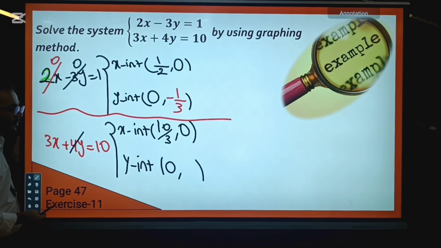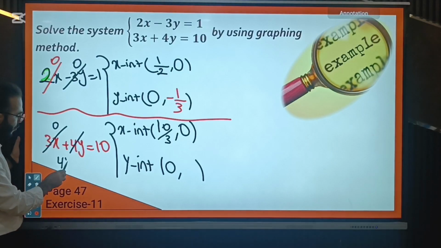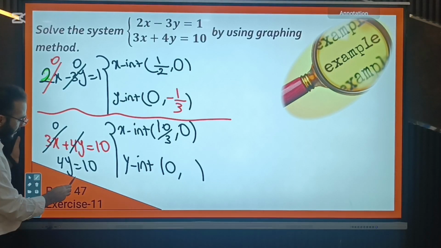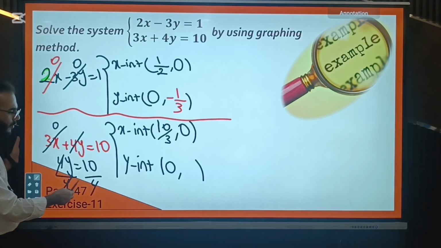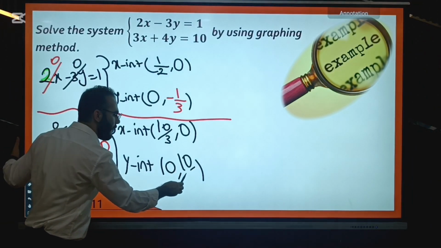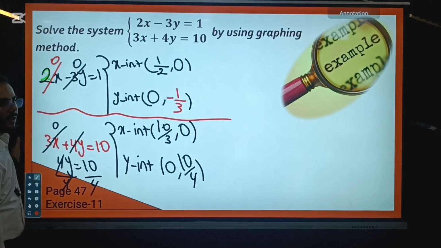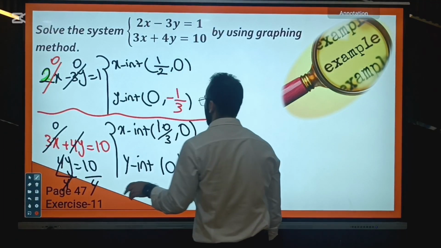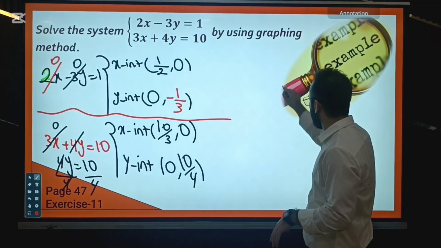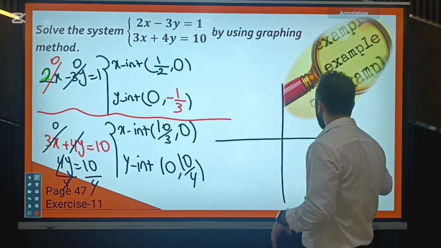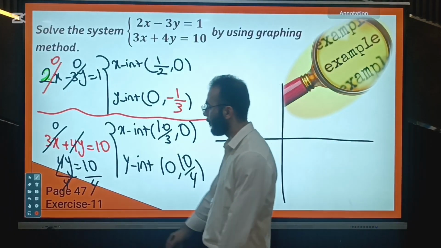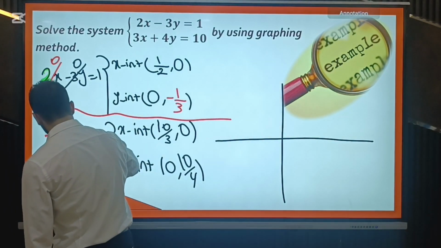How about the y-intercept? Make x 0. So make x 0. What will remain? 4y equals 10, divided by 4, divided by 4. Y equals 10 over 4. Okay, so we got the x-intercept and y-intercept for each equation. The only thing that you need to do is plot them and match them and graph them. Perfect. So let's just do it.